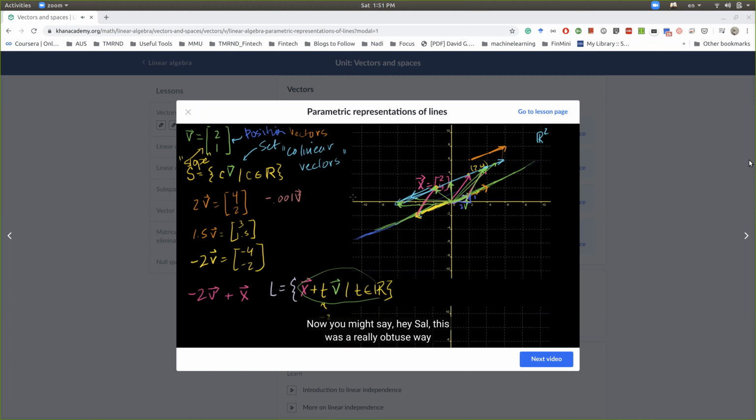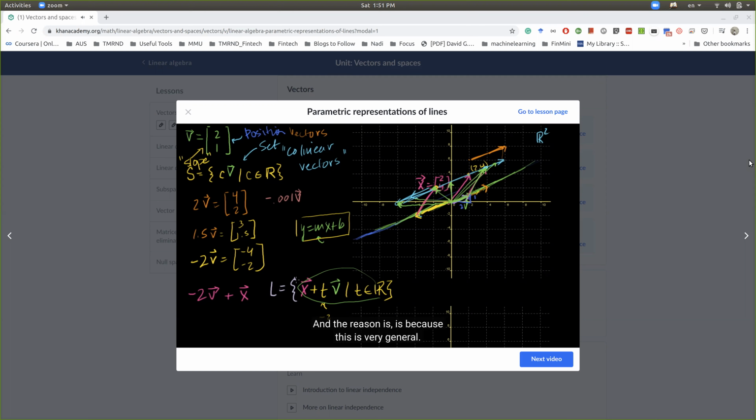Now you might say, hey Sal, this was a really obtuse way of defining a line. I mean, we do it in Algebra 1 where we just say, y is equal to mx plus b, and we figure out the slope by figuring out the difference of 2 points, and then we do a little substitution. And this is stuff you learned in 7th or 8th grade. This was really straightforward. Why am I defining this obtuse set here and making you think in terms of sets and vectors and adding vectors?